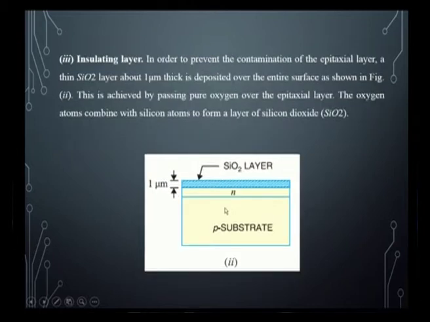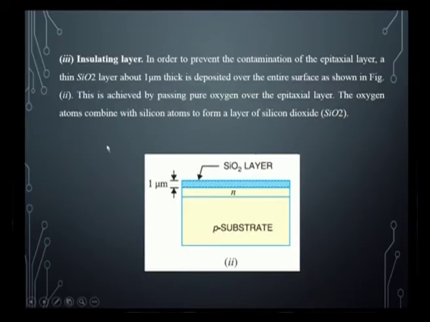The next step is the insulating layer. After this, we need to protect the epitaxial layer from external exposure. So we form an insulating layer. The insulating layer is a thin silicon dioxide layer about 1 micrometer thick, and this is how it is shown. This can be achieved by combining oxygen atoms with silicon atoms.